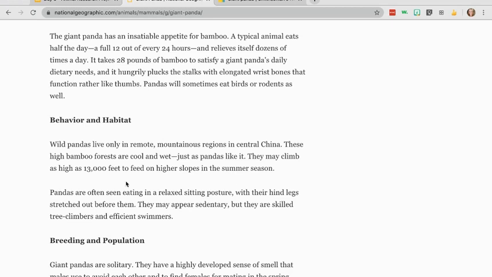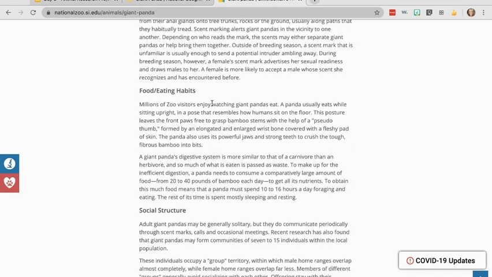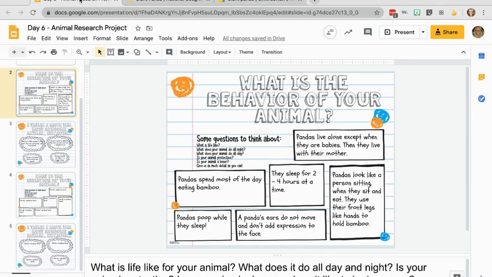I actually saw something about the way pandas eat on the Smithsonian website too, so I'm going to go back there and revisit what I read about that. A panda usually eats while sitting upright, in a pose that resembles how humans sit on the floor. This posture leaves the front paws free to grasp bamboo stems with the help of a pseudo thumb formed by an enlarged wrist bone covered with a fleshy pad of skin. Interesting. So that was in both websites. I think I'm going to make sure to put that in here.